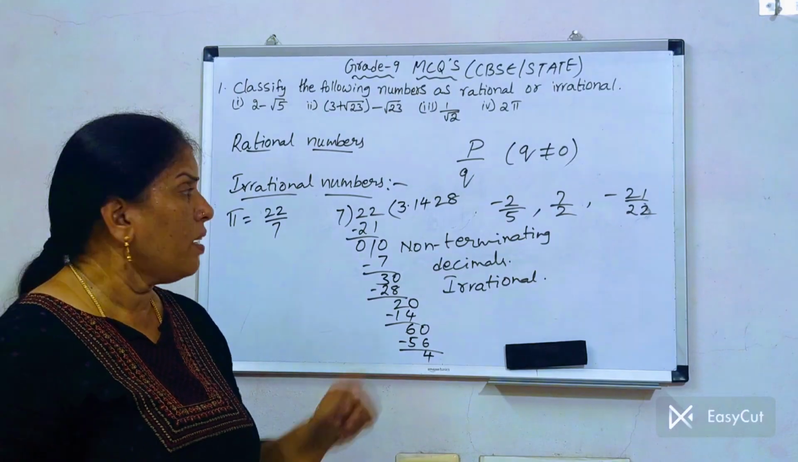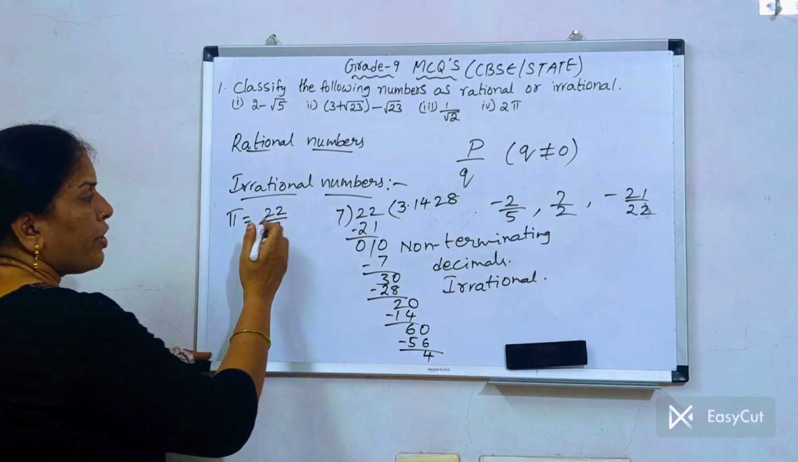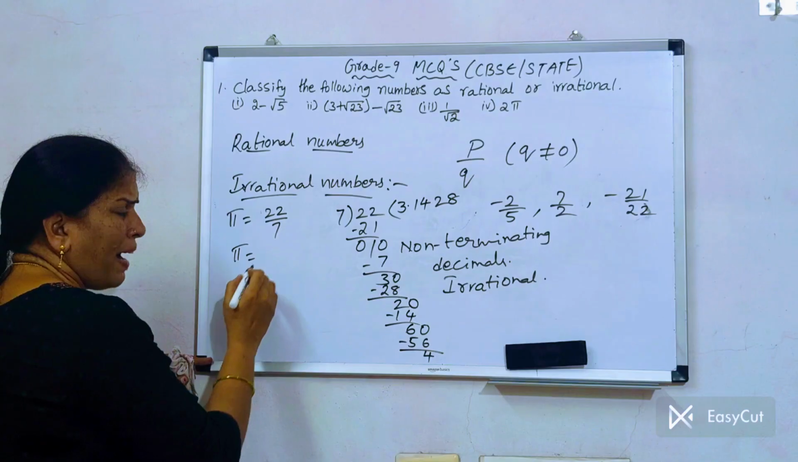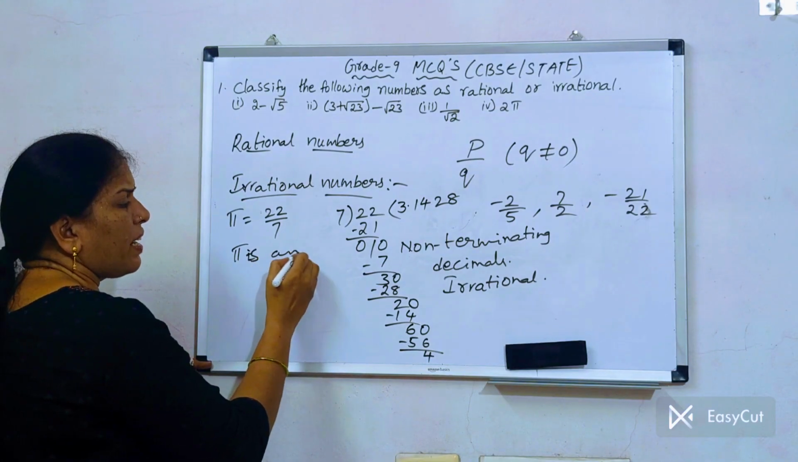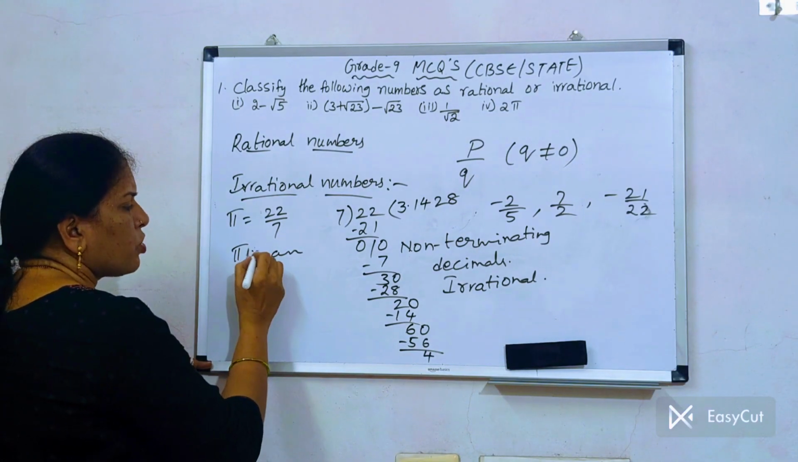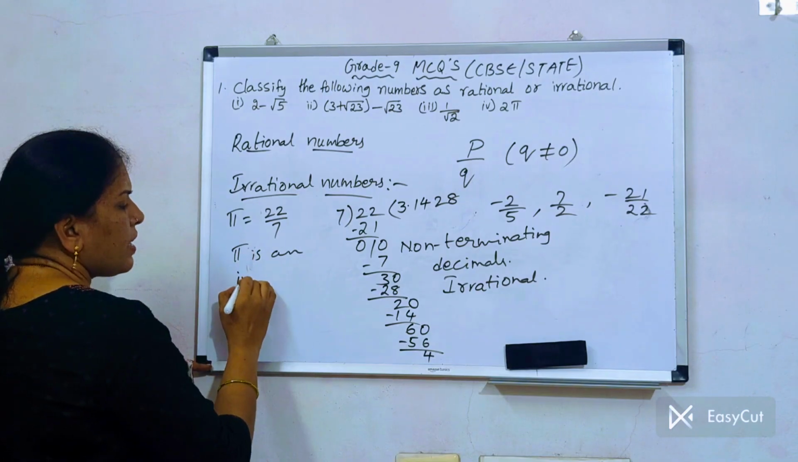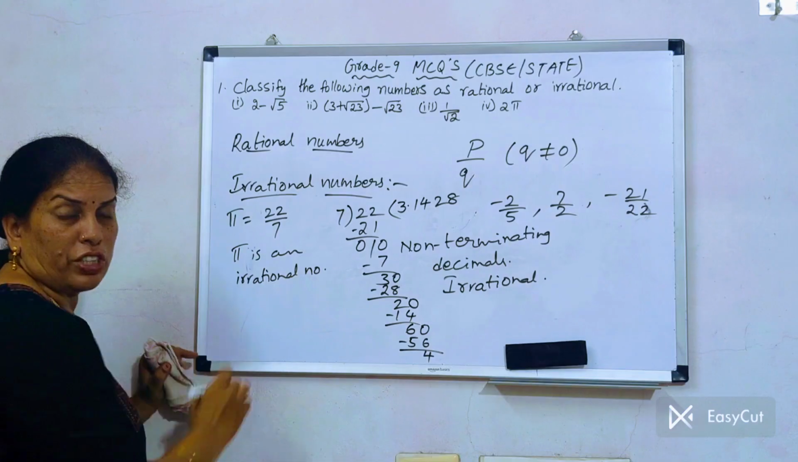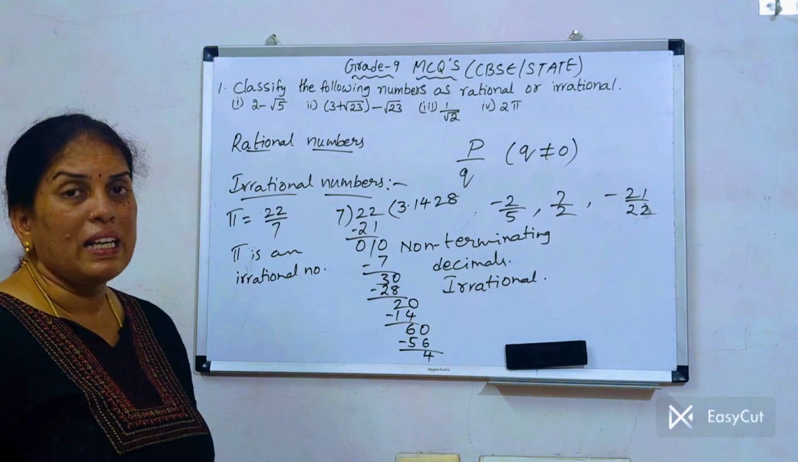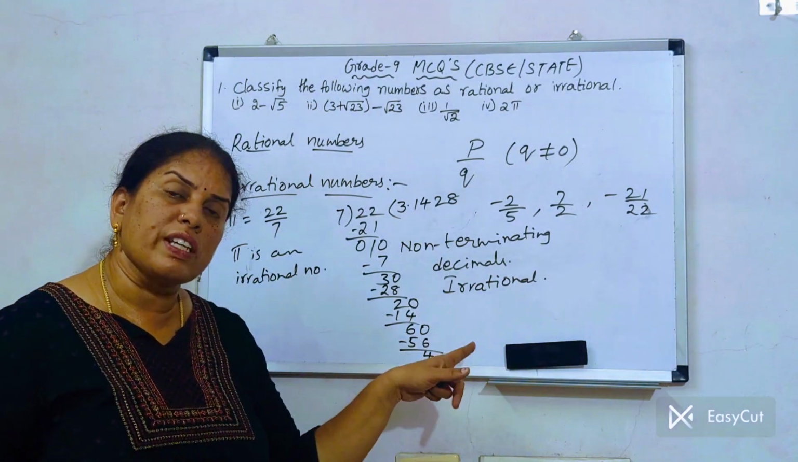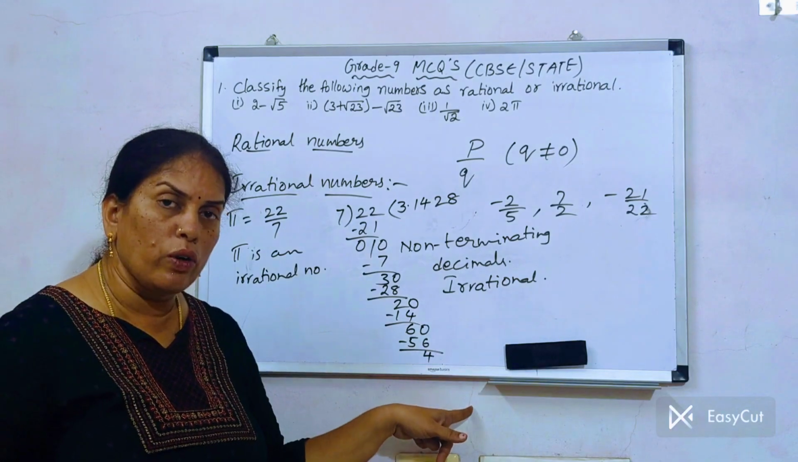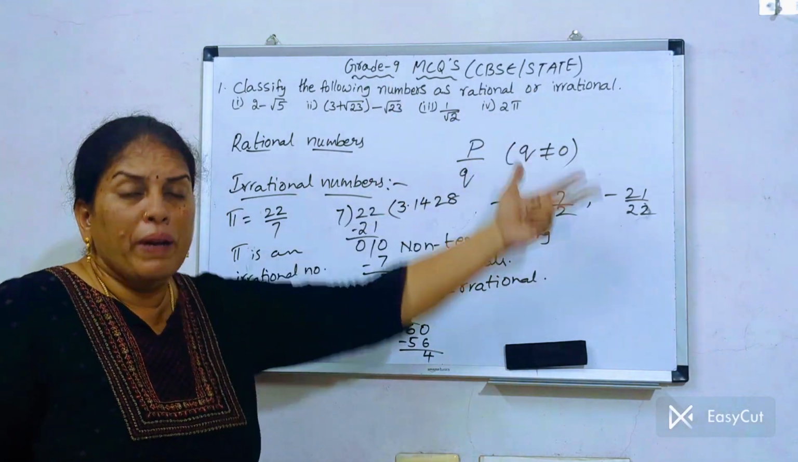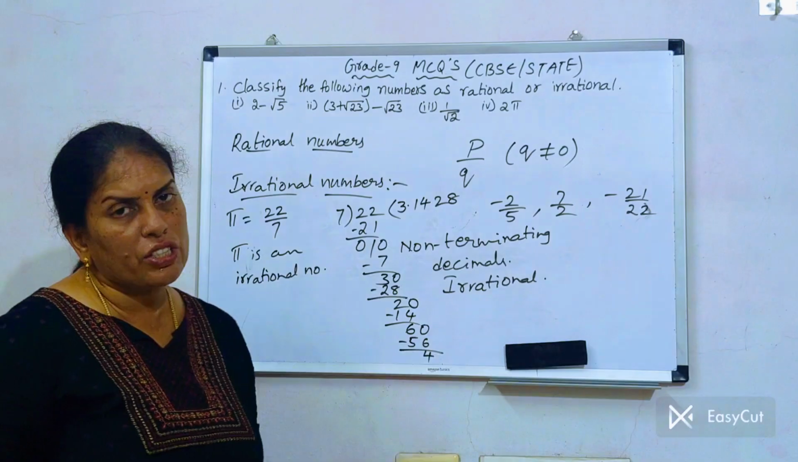All of you understood? That means 22 by 7, pi, is an irrational number. All of you understood? Pi is an irrational number. Understood, children? What are rational numbers? Numbers which can be written in the form of p by q, and if they are repeating decimals, those are called rational numbers.